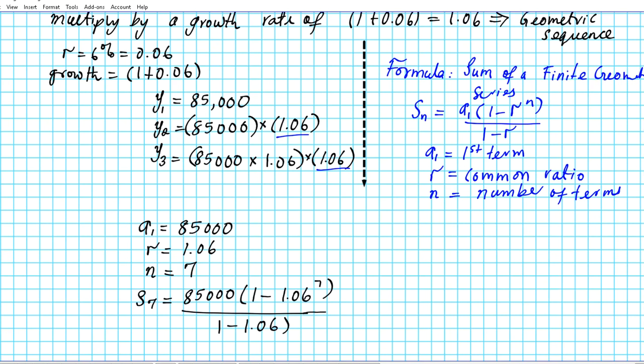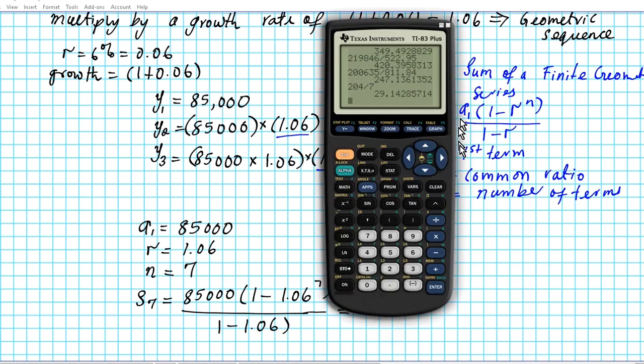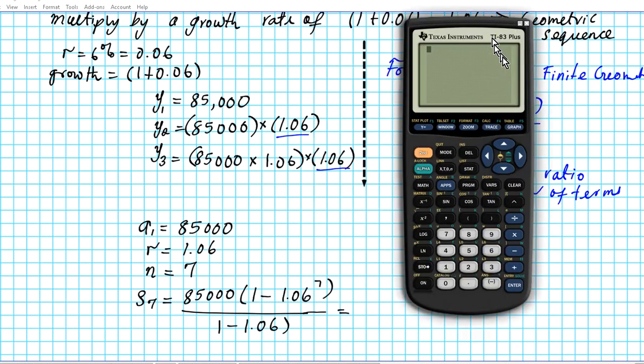Just plug this into our calculators and that will tell us the answer. We're going to be using the TI-83 Plus for this computation. Let's do it this way so we don't mess it up. Parentheses, 85,000, parentheses, 1 minus 1.06. You use the caret button, right here, raised to the 7 to exponentiate.